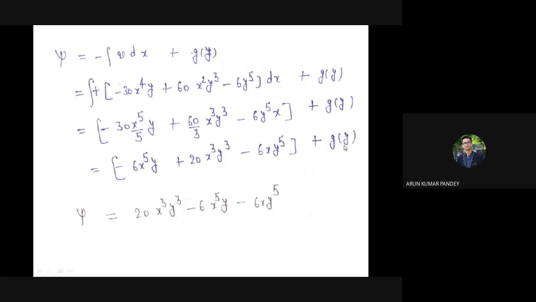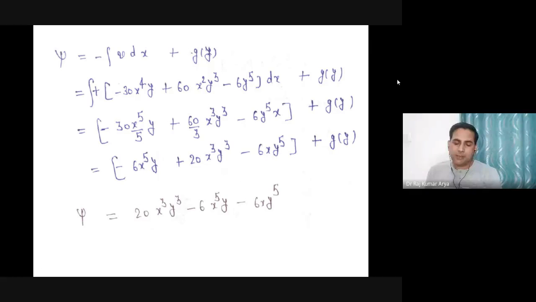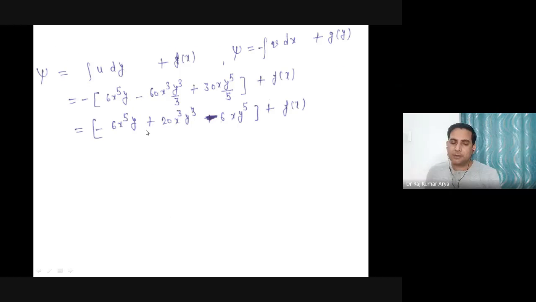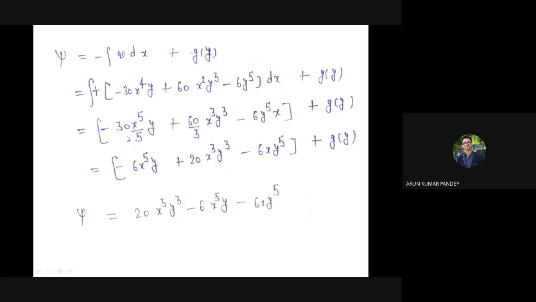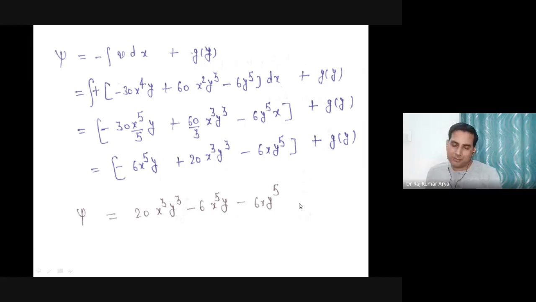Can you compare the previous expression with this one? Previous was this one. Are those same or different? Same, only the last added term is different. Which term? That g(y) and f(x). Oh, that's okay. So now we are coming to that. This psi already has x and y, right? Yes or no?